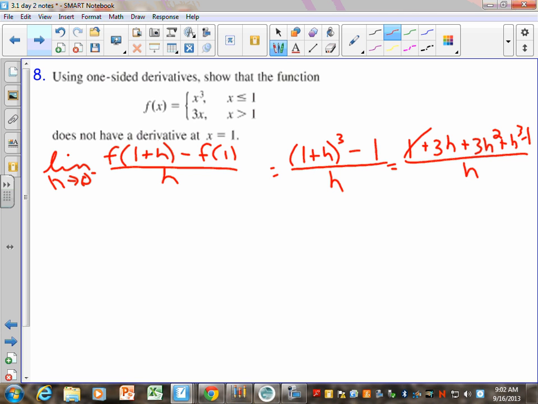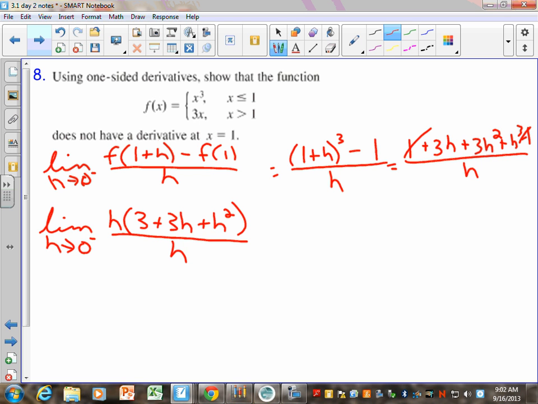And the 1's cancel, and I get the limit as h approaches 0 from the left. I'm going to factor my h out, and I'm going to get 3 plus 3h plus h squared all over h. So when I plug in 0 in there, do you agree that I just get 3?